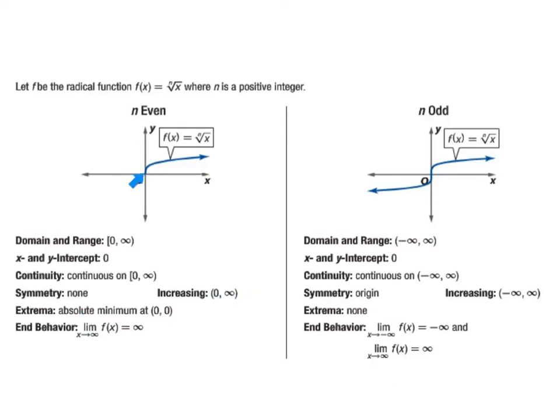It has an absolute minimum here at the origin, and the limit for the end behavior only exists on the right. So the limit of f of x as x approaches infinity is also approaching positive infinity. It would increase.